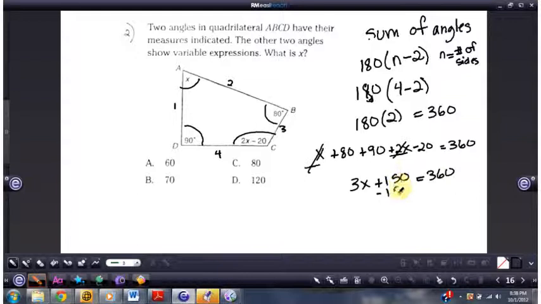3x equals 210. And divide. x is 70. So a little bit of geometry, lots of algebra, and I'm done with that question.